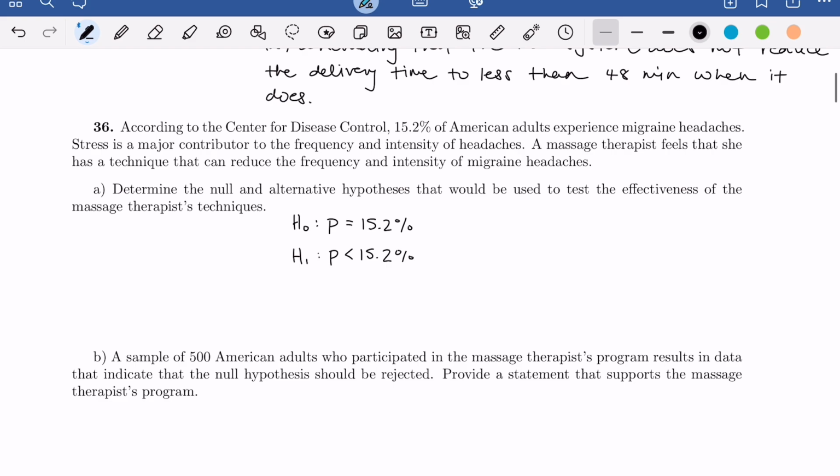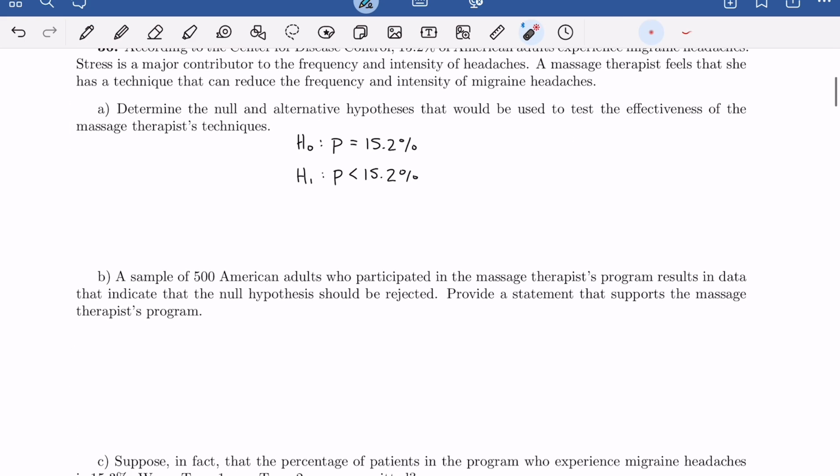All right, for part B, a sample of 500 American adults who participated in this program results in data that indicate that the null hypothesis should be rejected. So we're going to provide a statement that supports the massage therapist program. If the null hypothesis should be rejected, this means that there is sufficient evidence that the alternative hypothesis is true. So in this case, there's sufficient evidence to conclude that the therapist techniques does reduce the frequency and intensity of the headaches to below this 15.2%.